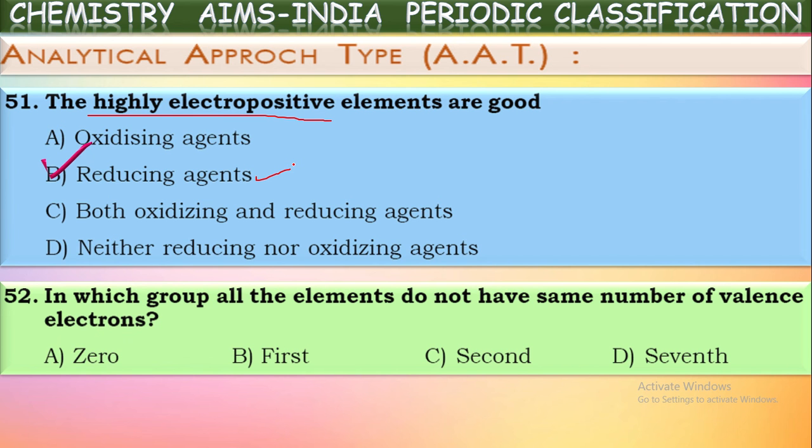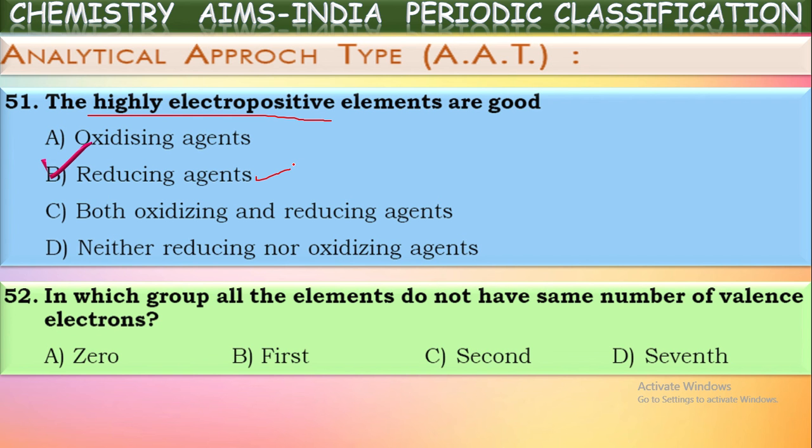So generally in the modern periodic table, all the groups contain elements with the same number of valence electrons. If you see the first group, alkali metals, all the elements in that group have the same number of valence electrons, that is 1. In a similar way, almost all the groups have elements with the same number of valence electrons except one group, that is the noble gas group.